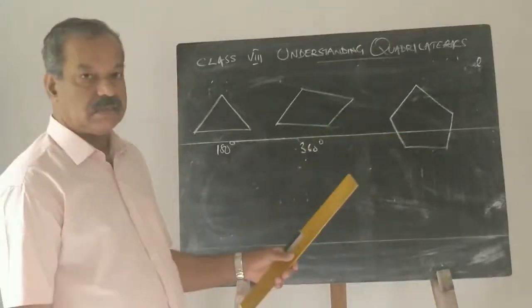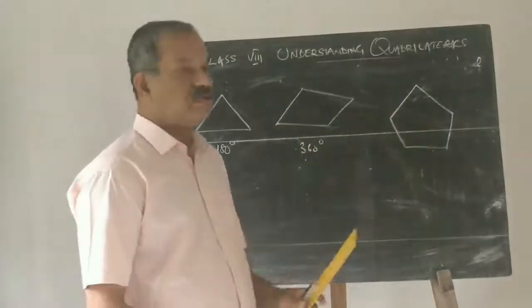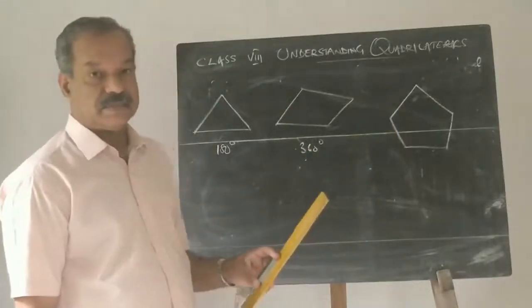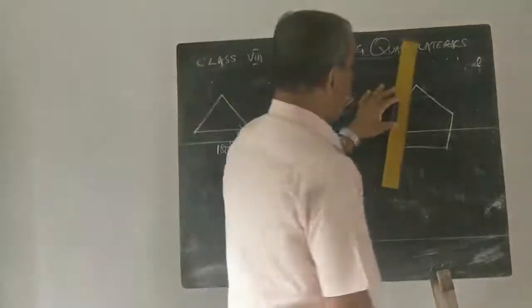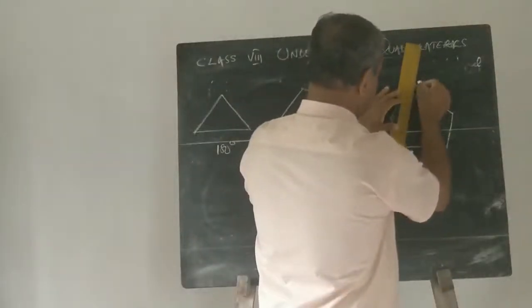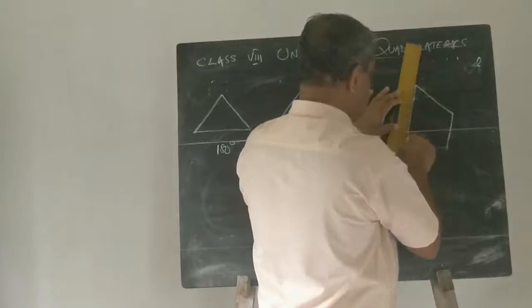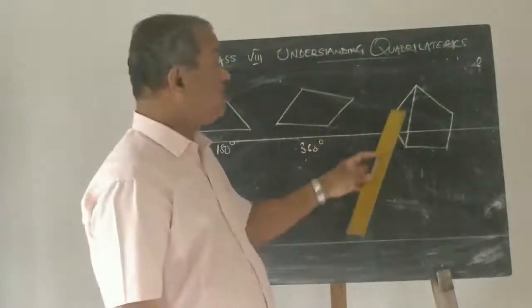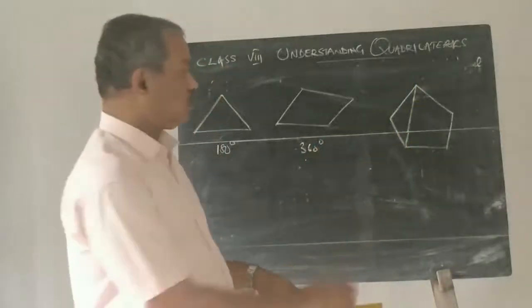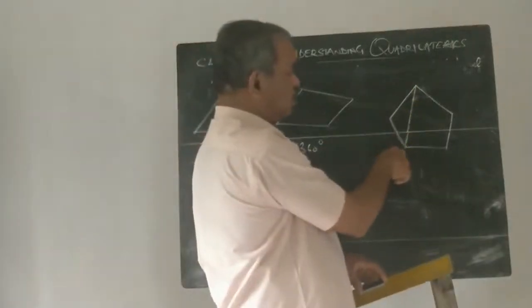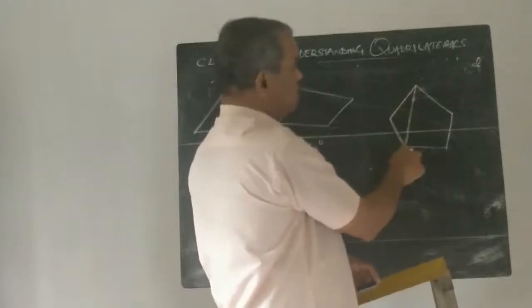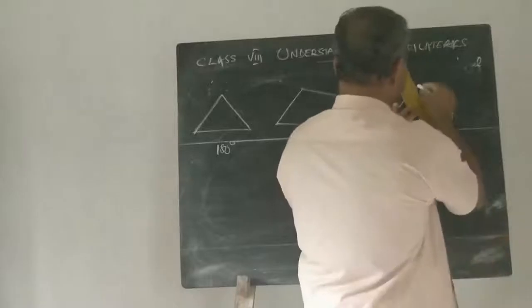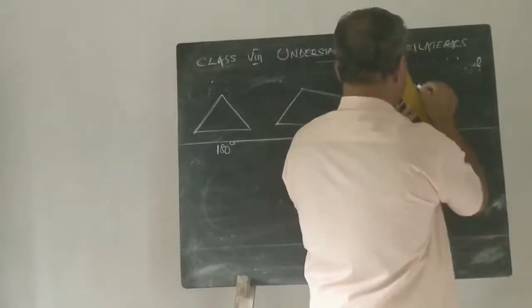Using the same method, we can divide this into different triangles by drawing the diagonals. How many triangles can we make here? First diagonal. We know that the diagonals are line segments joining the non-consecutive vertices. Here these two vertices are consecutive. These are non-consecutive. These two are consecutive. These two are non-consecutive. So we can draw two diagonals.